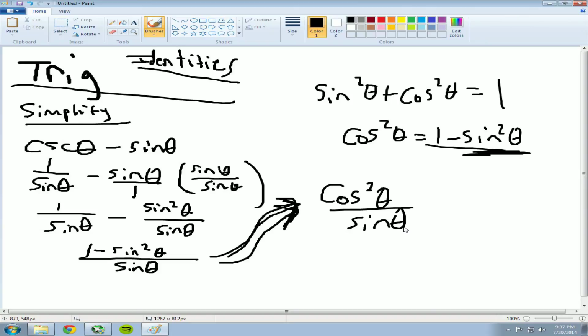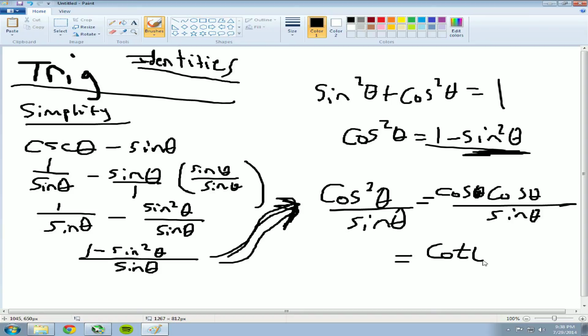And you can break this up into two things, because this is also equal to cosine theta times cosine theta over sine theta, and cosine theta over sine theta is equal to cotangent theta, so we get cotangent theta times cosine theta. Now some of you might be confused, where did cotangent come from? Well, if we know tan theta is equal to sine over cosine, then cotangent theta is equal to cosine over sine.